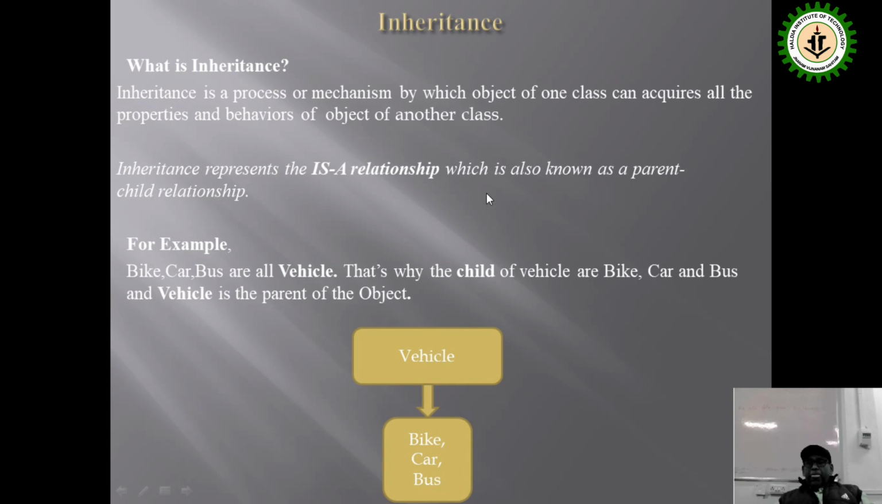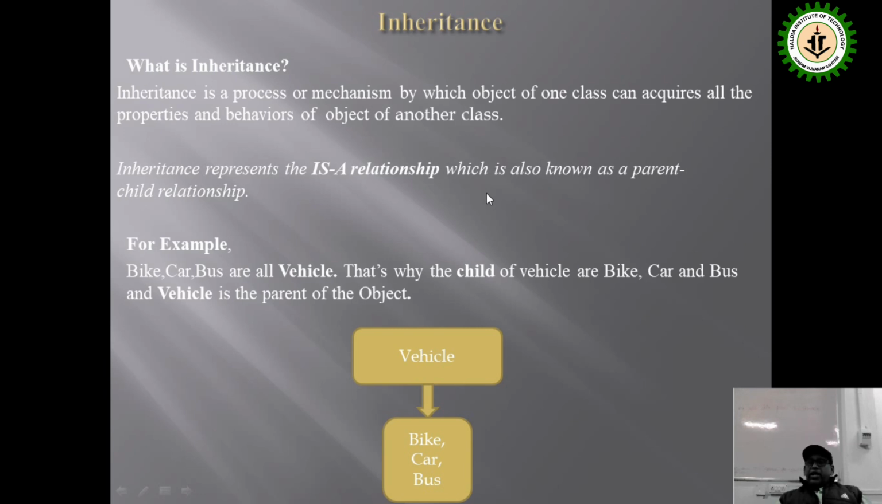That means grandfather, parent and child. Grandfather has some properties, parent also has some properties and child also has some properties. Parent can acquire the properties of grandfather plus his own properties, and child can also acquire the properties from parent plus his own extra features.